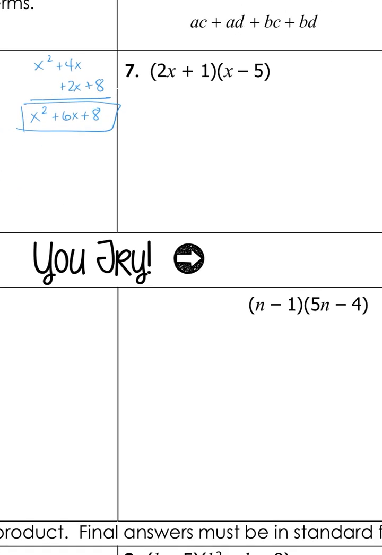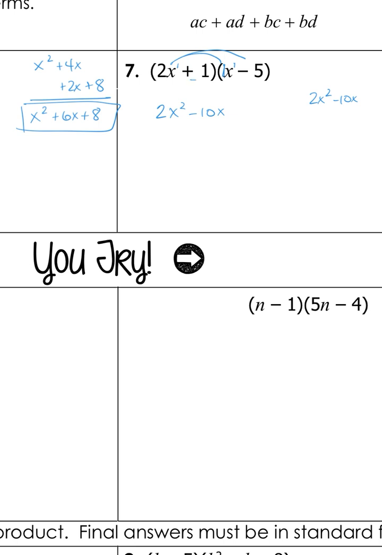All right, here we're doing 2x times x. So 2 times 1 is 2. X to the first times x to the first, we add those and get x squared. 2x times negative 5. 2 times negative 5 is negative 10. Then we have x. And then I'm going to do this twice so you can see how I stack them.